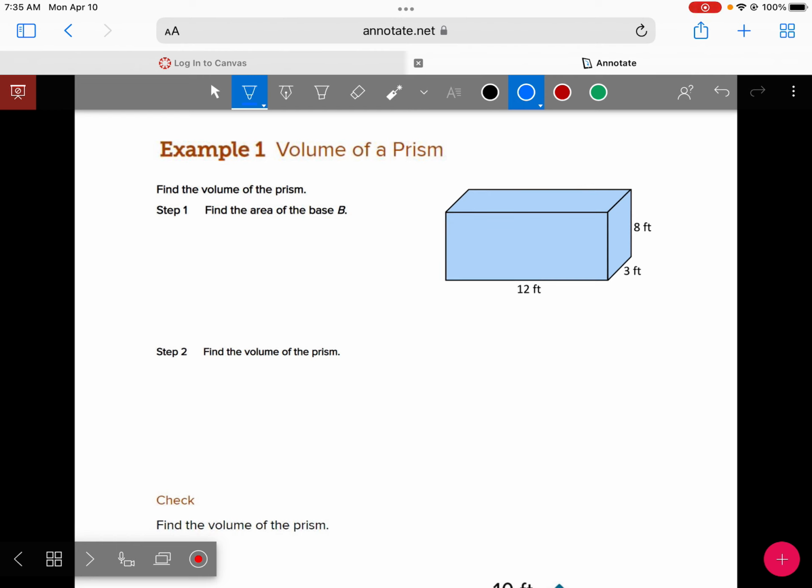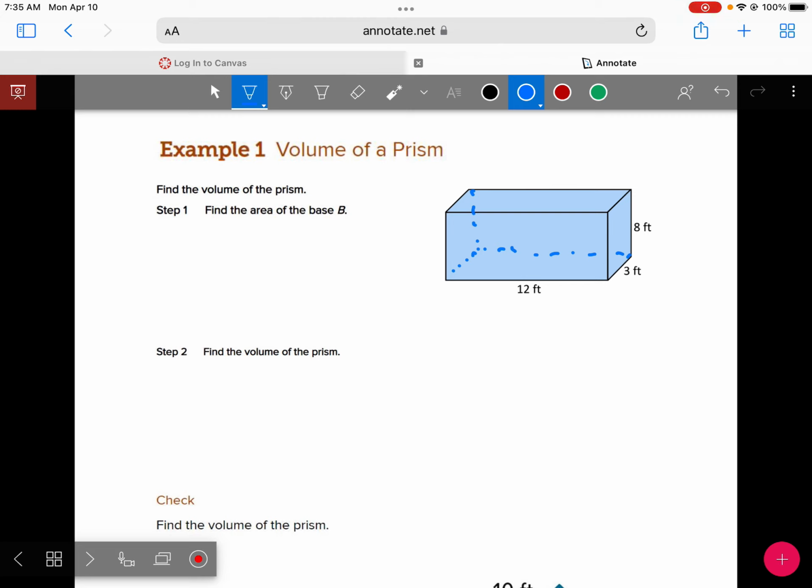Finding the volume of a prism. It says find the area of the base. The base is the bottom. What is the shape of my base here? A rectangle. So you're going to take length times width.